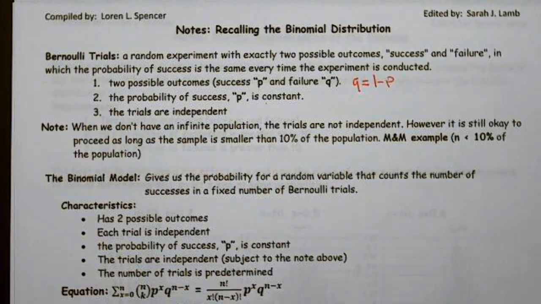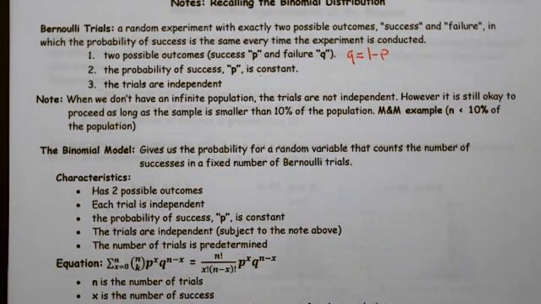And we have a fixed number of trials. Now, when we don't have an infinite population, the trials really aren't independent. However, it's still okay to proceed as long as the sample is smaller than 10% of the population. Remember the M&Ms. We have a giant pile. It's huge and massive, and it's all the M&Ms that the M&M Mars Company makes. We check and I eat one of them, technically the percentages change, but it changed so slightly, we don't worry about it. We say it's negligible.